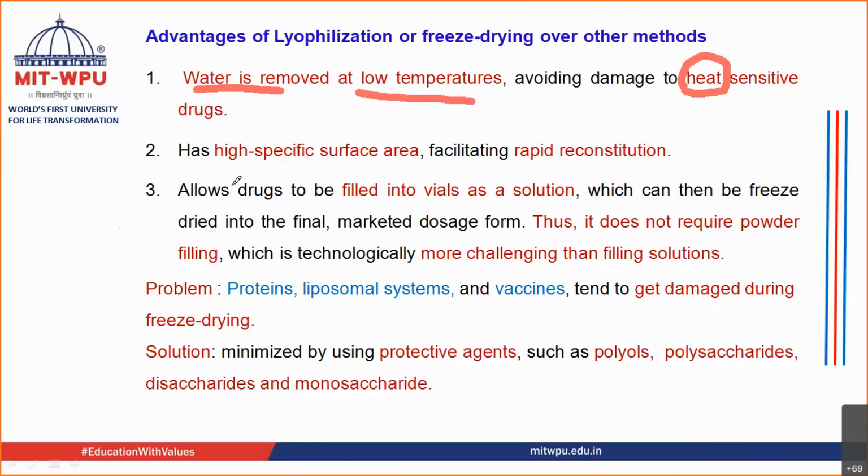Next, the products obtained from lyophilization have a very high specific surface area, and as it has a high surface area, the reconstitution is also very rapid as compared to sterile crystallization or spray drying. With sterile crystallization and with spray drying also, the reconstitution is fast, it is good, but with the lyophilization method, it is better.